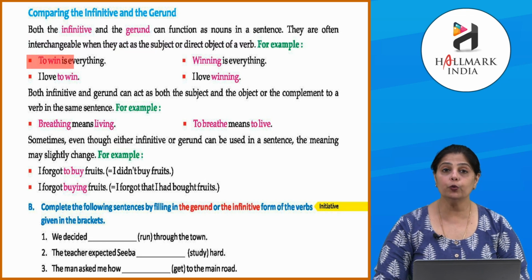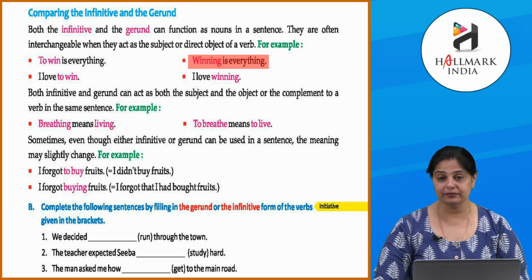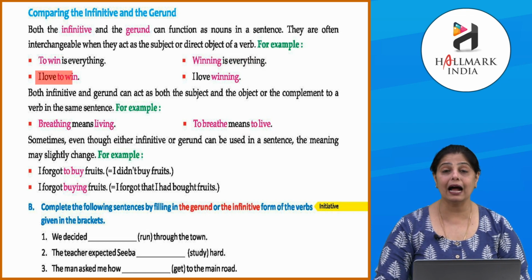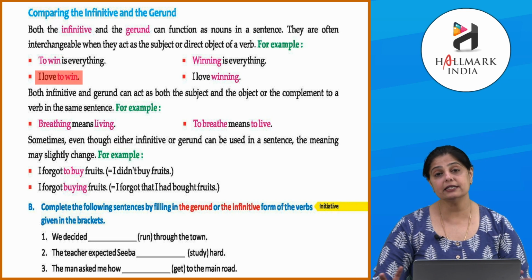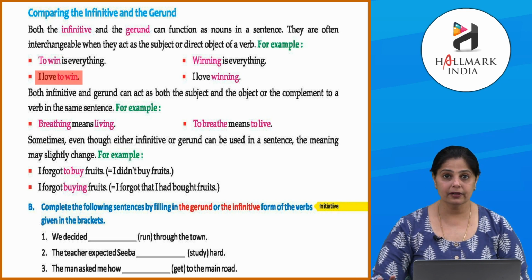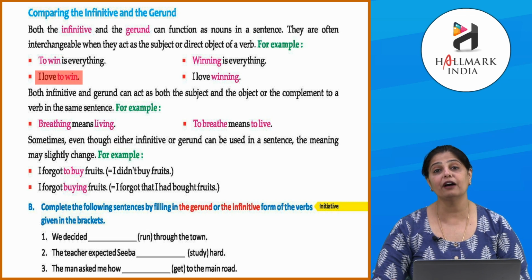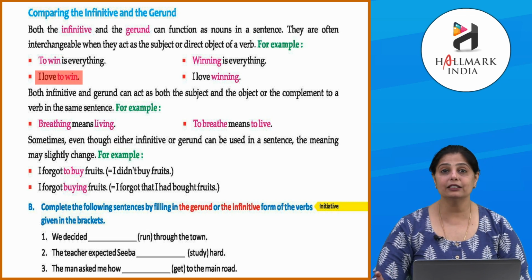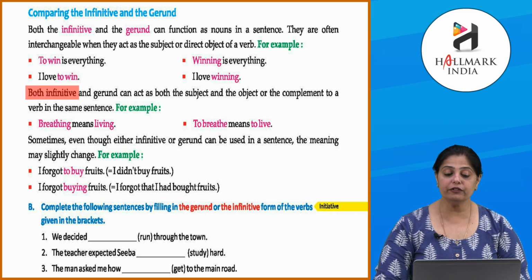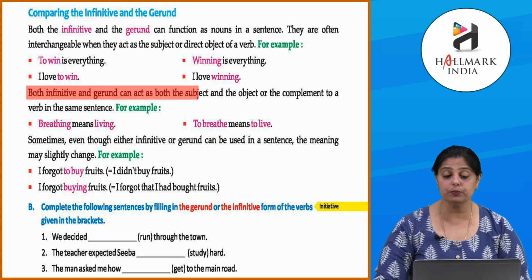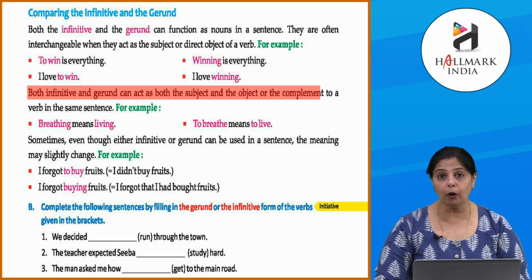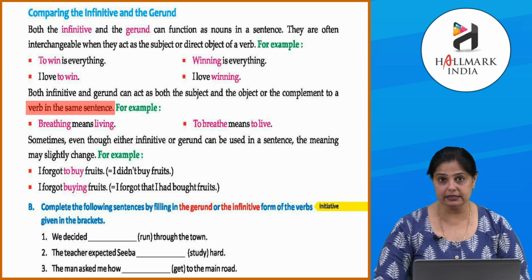For example, to win is everything. और दूसरा आता है उसका winning is everything. I love to win. I love winning. So, देखा, it means the same. But the way it is used, one is the infinitive and the other is the gerund. The ones that have ing, they become the gerunds, and the one with to, okay, they have become the infinitives here. Both infinitive and gerund, they can act as both the subject and the object or the complement to a verb in the same sentence.